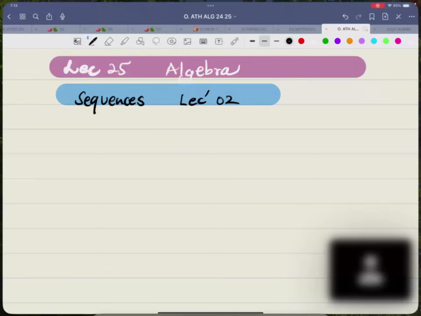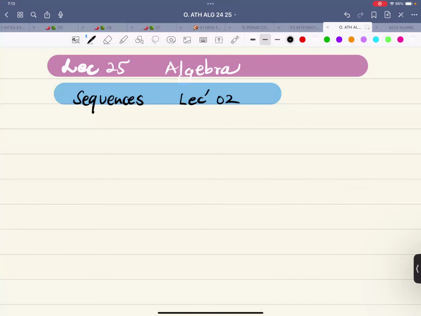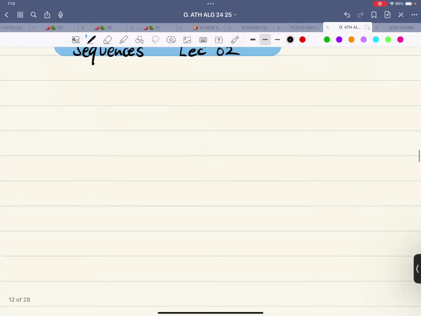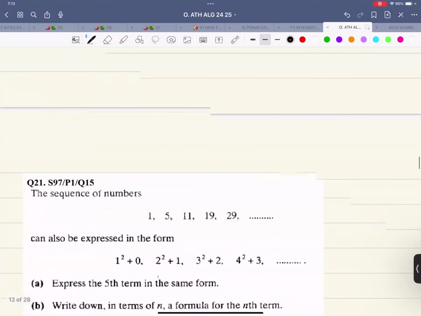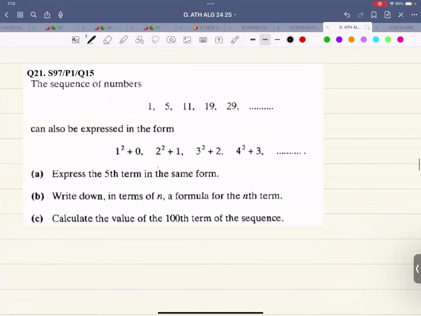So now let's continue. Lecture number 2 of algebra, we are starting with sequences. And this time we are looking at past paper questions. Now, the first thing, it says the sequence of numbers, let me highlight those numbers. The sequence of numbers 1, 5, 11, 19, 29 can also be expressed in this form.